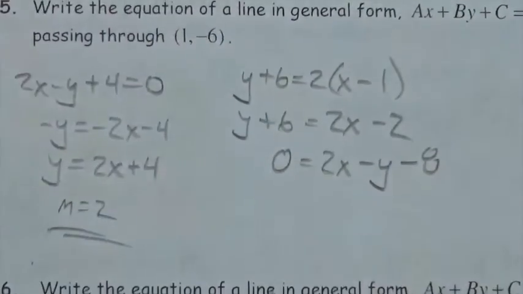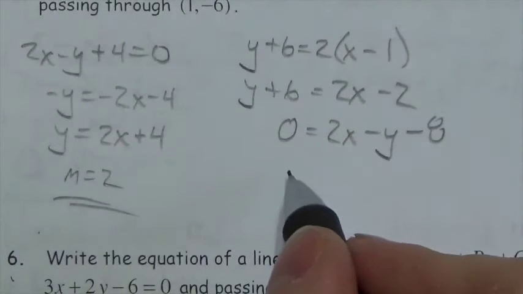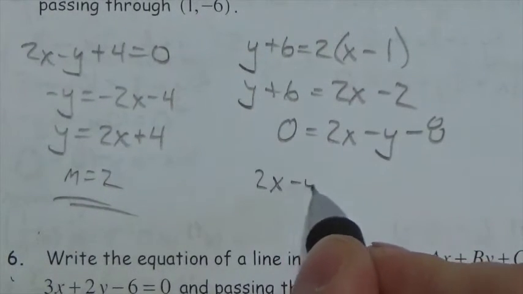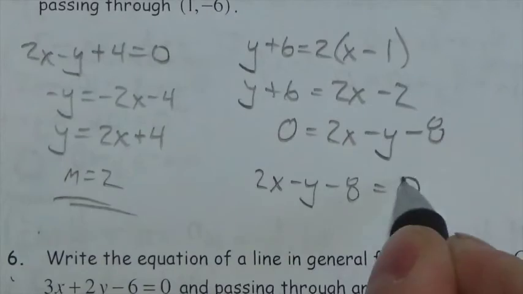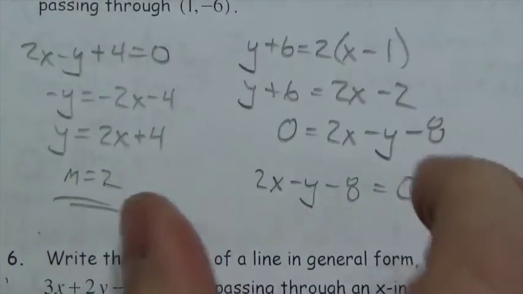Now, that is really in general form here. However, I know that some of you are going to be happier if we write it like this, with the equals 0 on the other side. There's no problem with that. That's all you have to do.